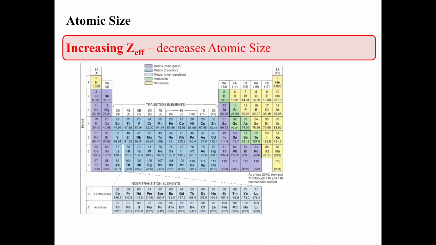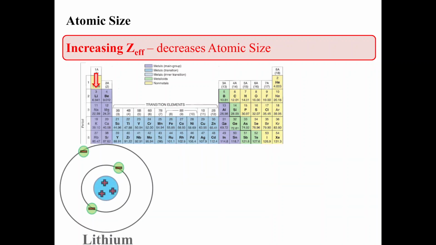And then if we look at our periodic table again, as we are increasing our number of protons, so as we're going from left to right, we're going to be decreasing the atomic size, mainly because of the effective nuclear charge. So the amount of charge an electron experiences from the nucleus. So we're going to look at lithium here and compare that with, say, boron.